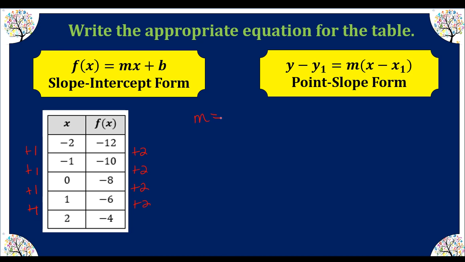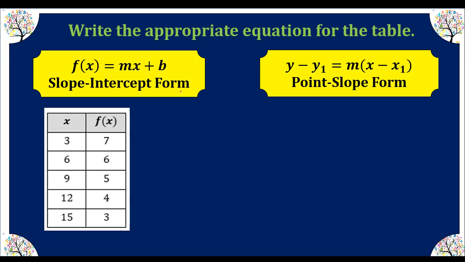Therefore, my slope is rise over run. And then my b value is the y-intercept, which is given. So when you are given the y-intercept and you can find your slope, you're definitely going to use slope-intercept form. And now we just need to put it all together. And we get 2x minus 8.